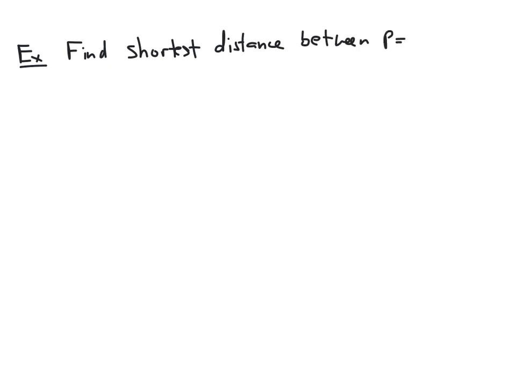So we want to look at one more example involving lines and planes. In this case, what we want to do is find the shortest distance between a point P, which we're given as (3, 1, -2), and the plane given by 2x minus 3y plus 6z equals 2.